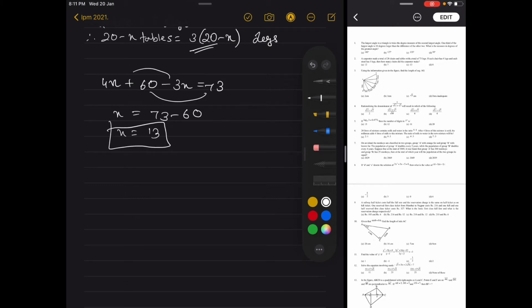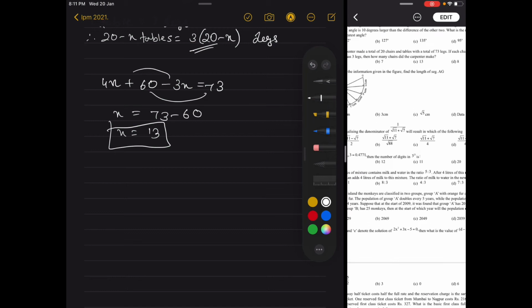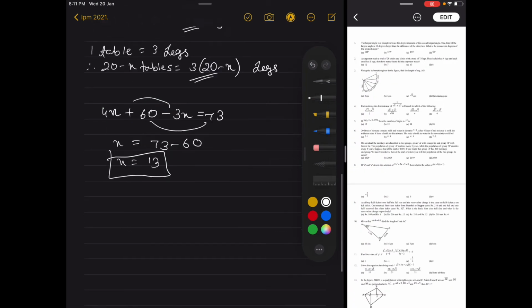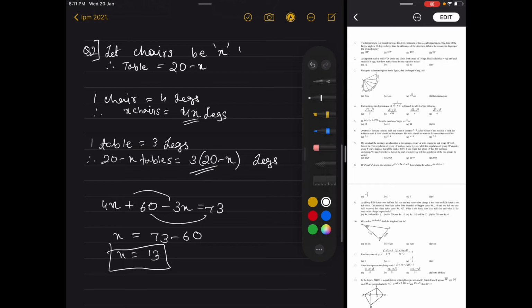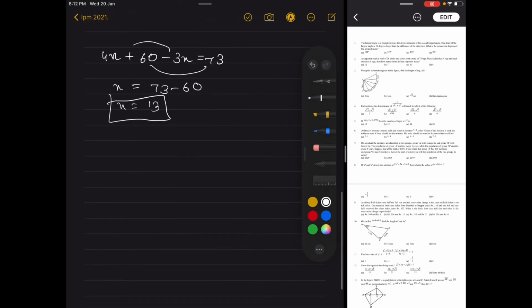Now in the final statement they have asked us, how many chairs did the carpenter make? We know we took chairs as x, so we got x right here. So the answer is option C.